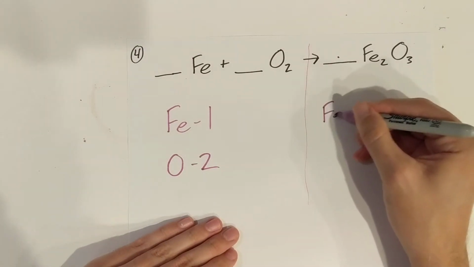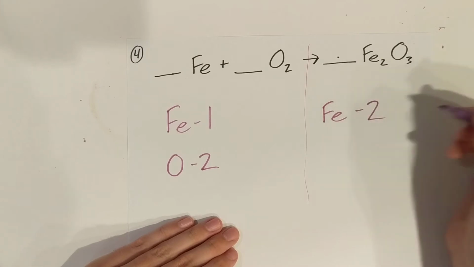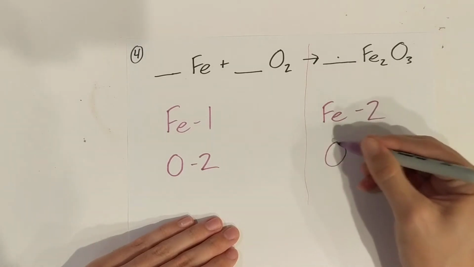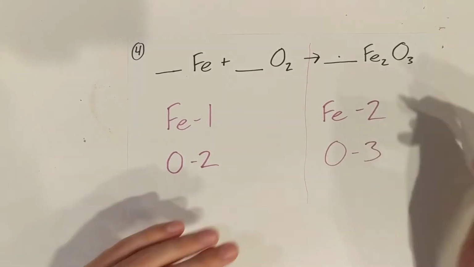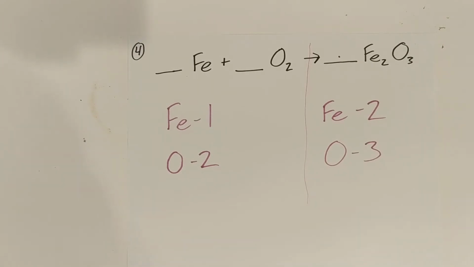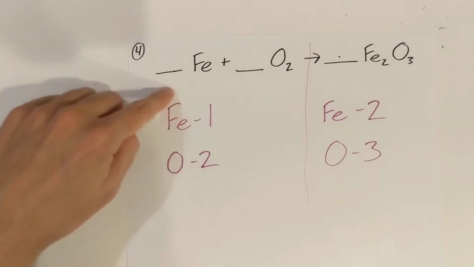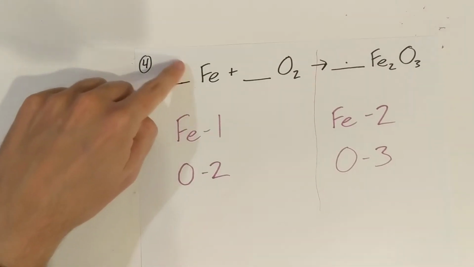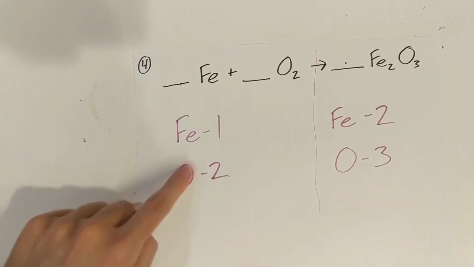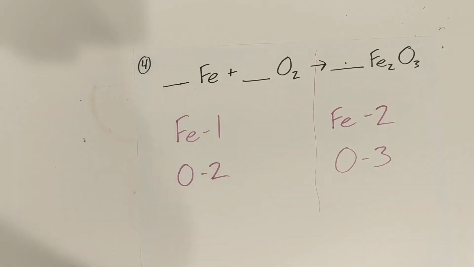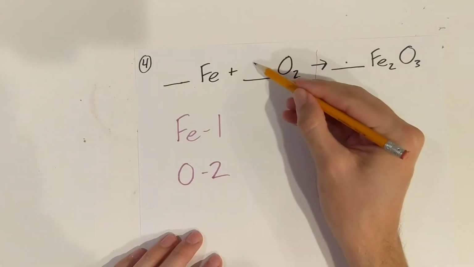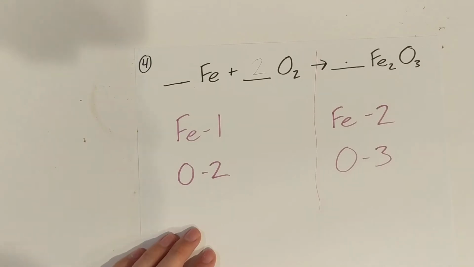So over here we got 2 iron, 3 oxygen. So I am going to balance. I know iron will be really easy to balance at the end because I can just change this number to whatever I want. So I'm going to balance the oxygen out first. So let's throw, I need to make it larger. So let's throw 2 here and see what happens.